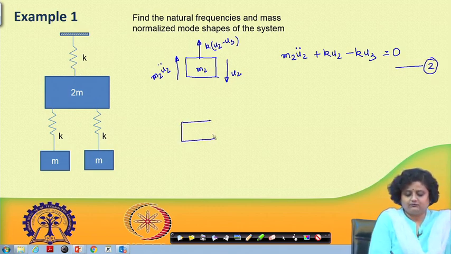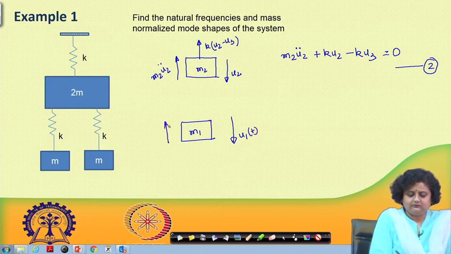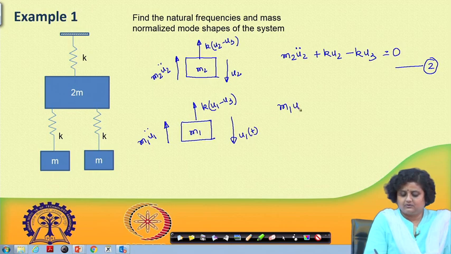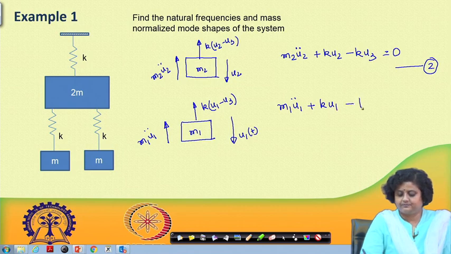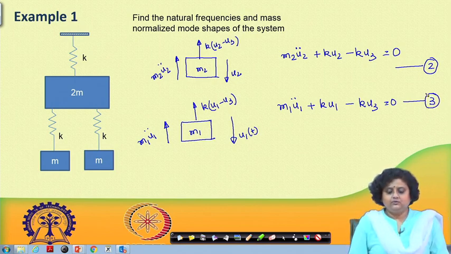Similarly, if I write down the force balance for m1, I will have the degree of freedom u1 and the inertial force, and that is my equation 3. So, we have got the equations of motion for all the 3 degrees of freedom.